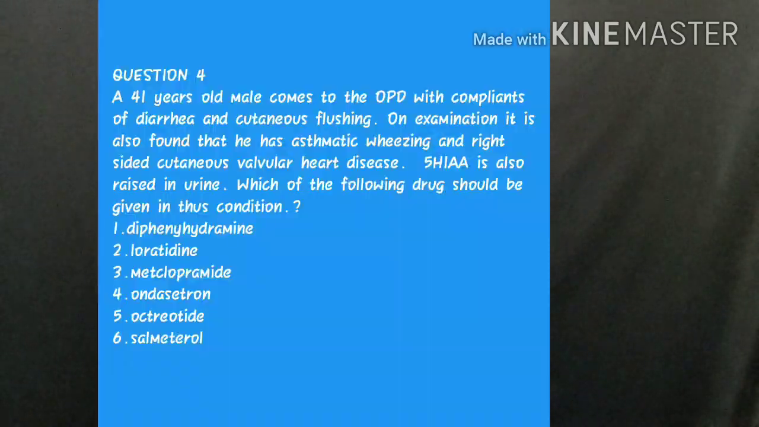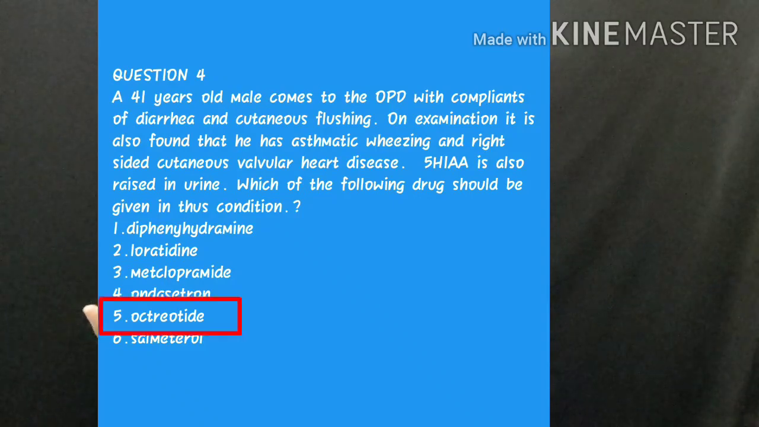Also, the clinical features are given. So this question is reduced to nothing but what is the drug of choice for carcinoid syndrome. It is octreotide, which is a somatostatin analog. But why don't we use somatostatin directly? Because it has a short half-life of approximately 1 minute or so, whereas octreotide, a somatostatin analog, has a half-life of 90 minutes.